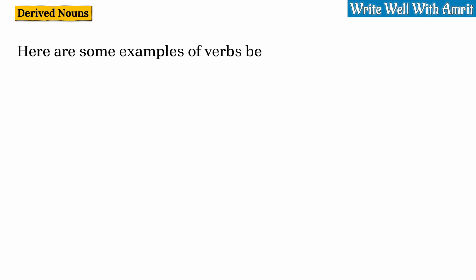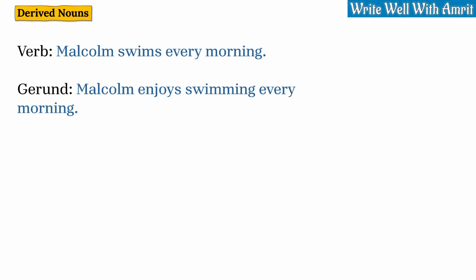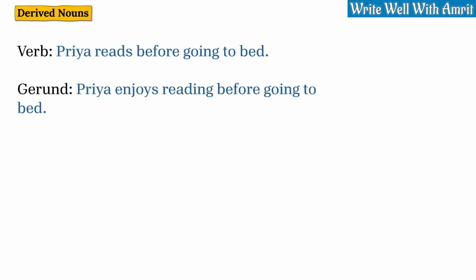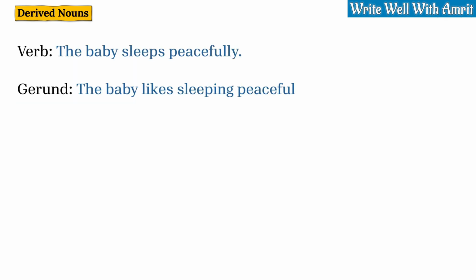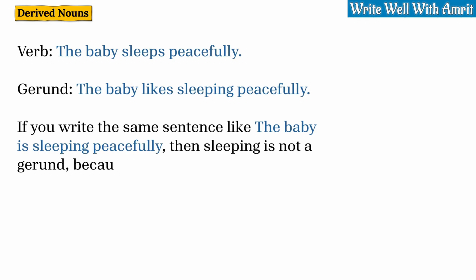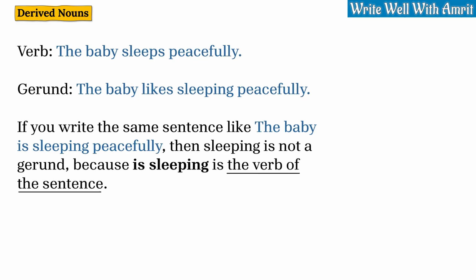Here are some examples of verbs becoming gerunds. Verb. Malcolm swims every morning. Gerund. Malcolm enjoys swimming every morning. Verb. Priya reads before going to bed. Gerund. Priya enjoys reading before going to bed. Verb. The baby sleeps peacefully. Gerund. The baby likes sleeping peacefully. If you write the same sentence like the baby is sleeping peacefully, then sleeping is not a gerund because is sleeping is the verb of the sentence.